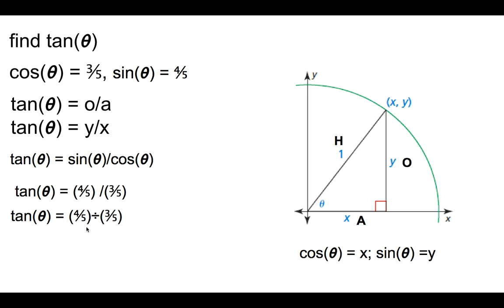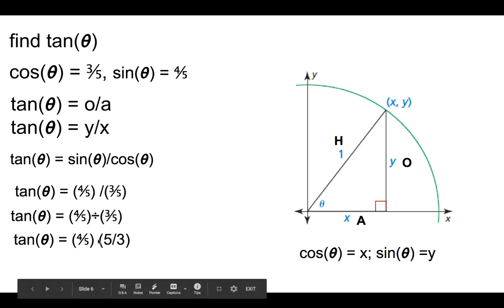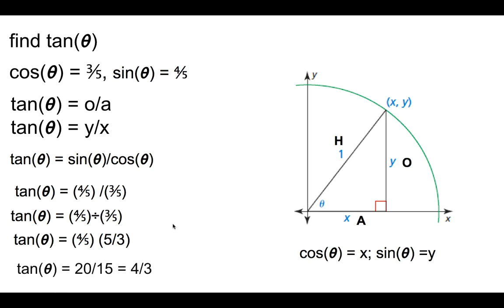Because if I have 4/5 divided by 3/5, remember with division of fractions, we can change our operation to multiplication, and then take the reciprocal of our second fraction. So 3/5 would become 5/3. And we can multiply those two values, and that gives us 20 over 15, which simplifies down to 4/3. So that means tangent of theta is equal to 4/3.